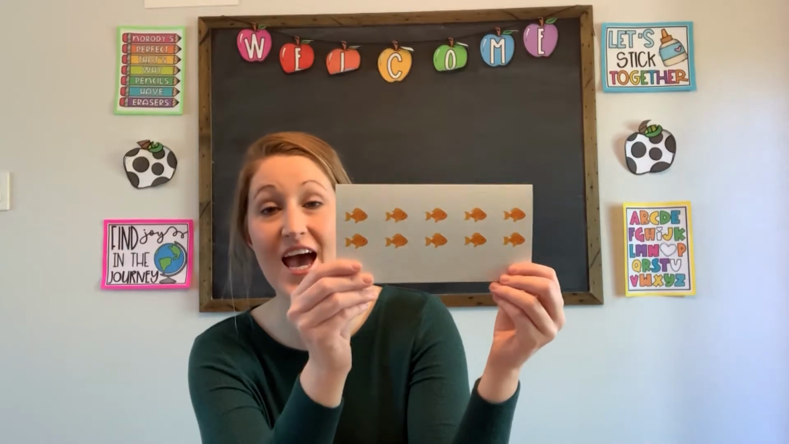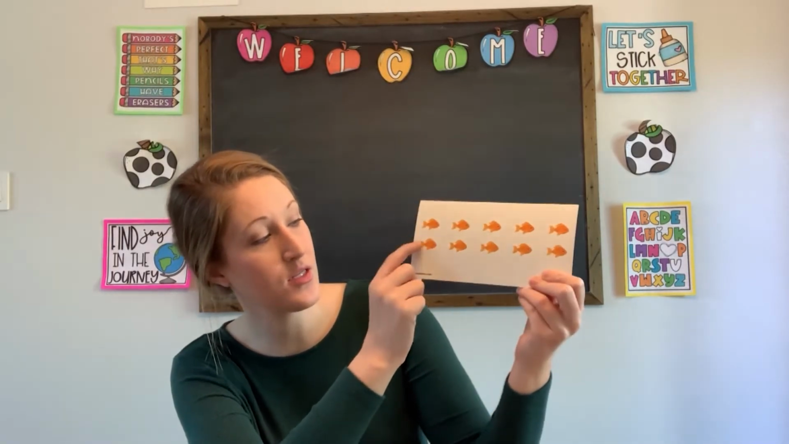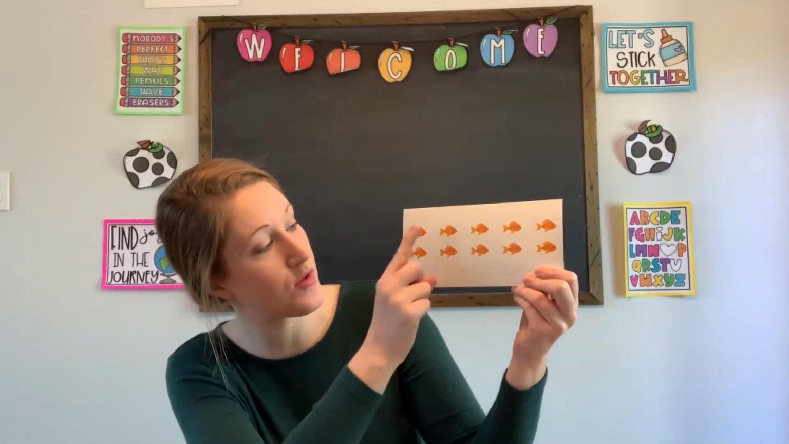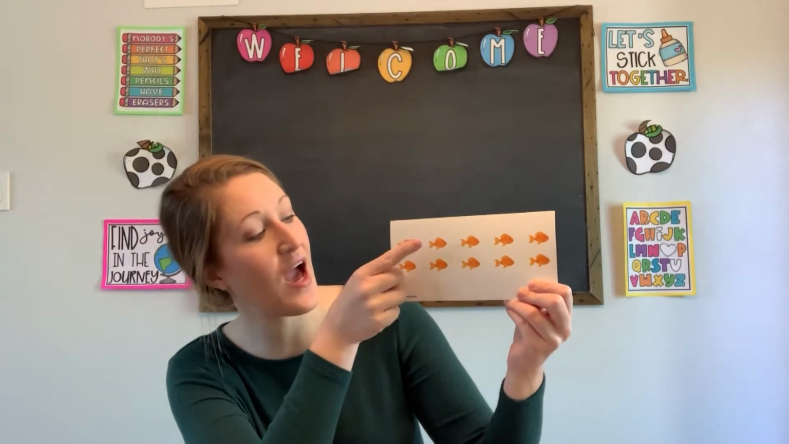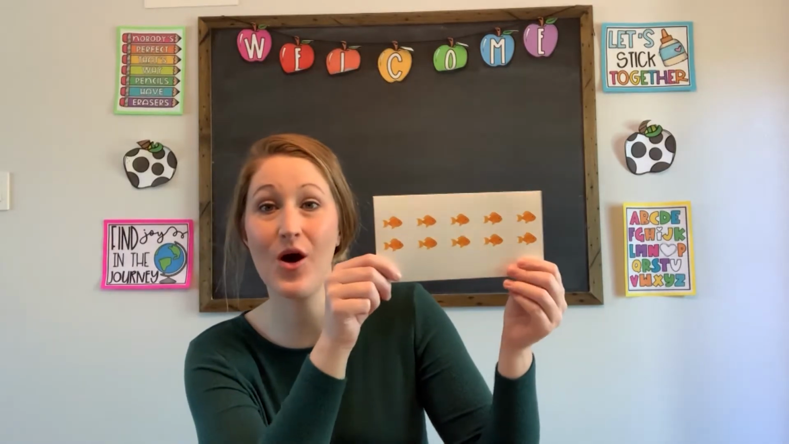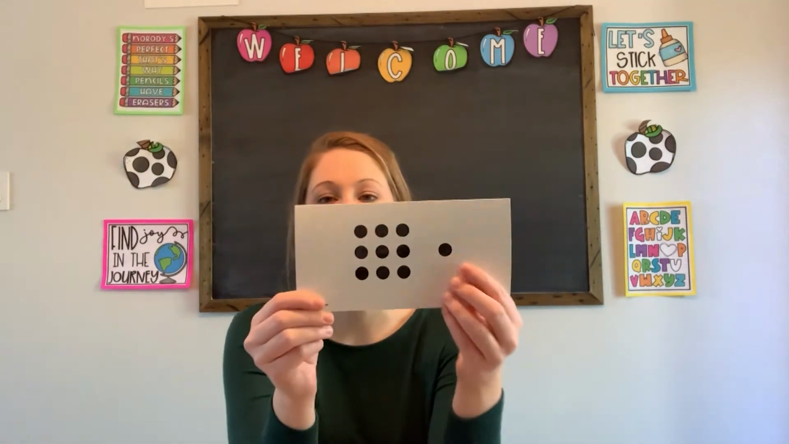Very good. There are 10 goldfish. We see 1, 2 rows, and in each row there's 1, 2, 3, 4, 5 goldfish. So if we skip counted, we could say 5, 10 to show a total of 10 goldfish. All right, what about this one? How many do you see here?